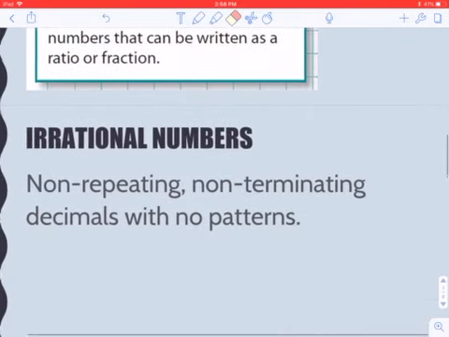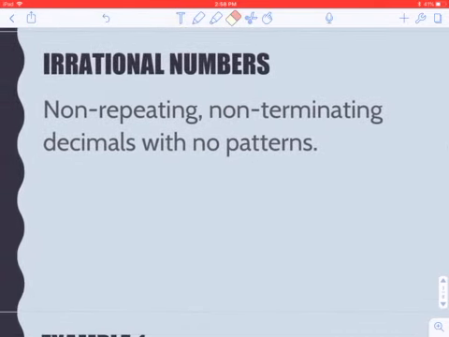To go into a little bit more detail, irrational numbers are non-repeating, non-terminating decimals with no patterns, versus rational numbers, where all of our repeating decimals, all of our terminating decimals, all of our fractions, integers, whole numbers, and natural numbers. The irrational number that comes to mind for most people is pi, because it's non-repeating, there's no pattern, it goes on forever, but we could approximate it in terms of rational numbers, so we usually estimate it at about 3.14.